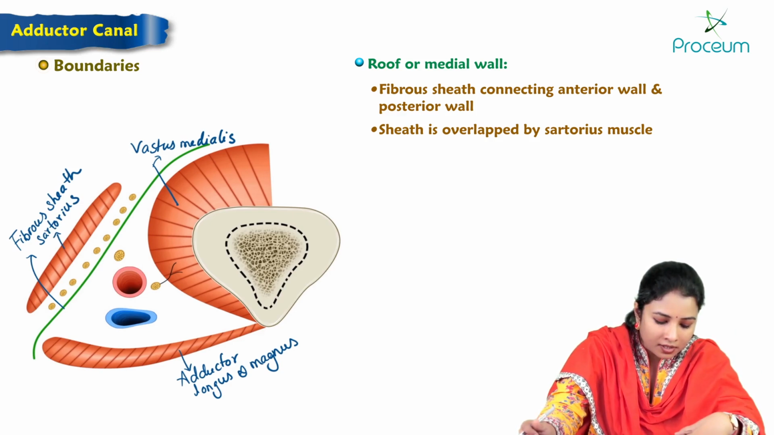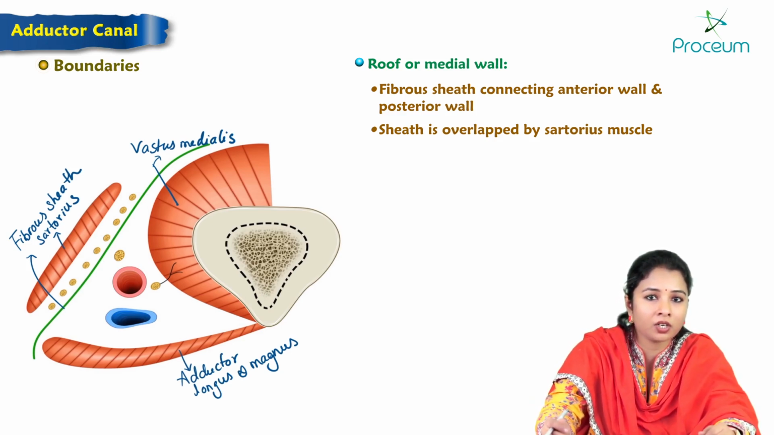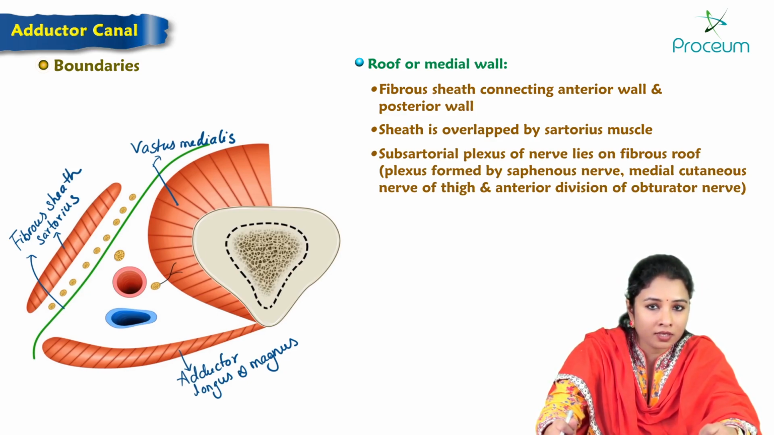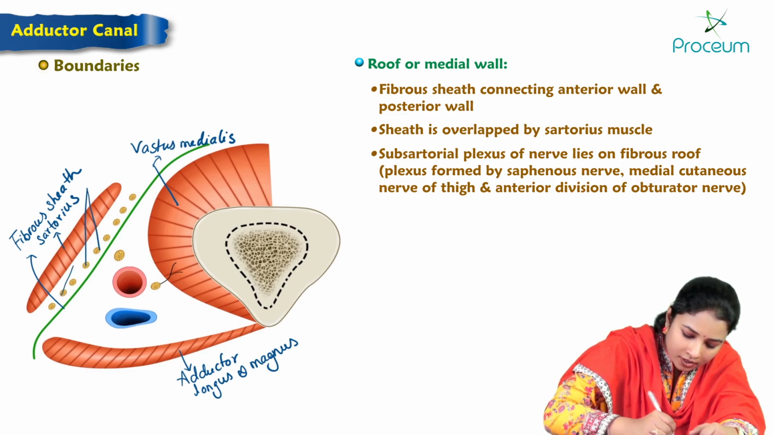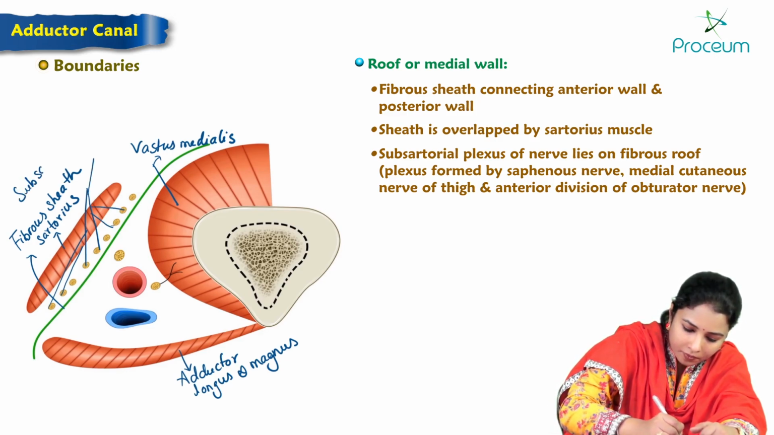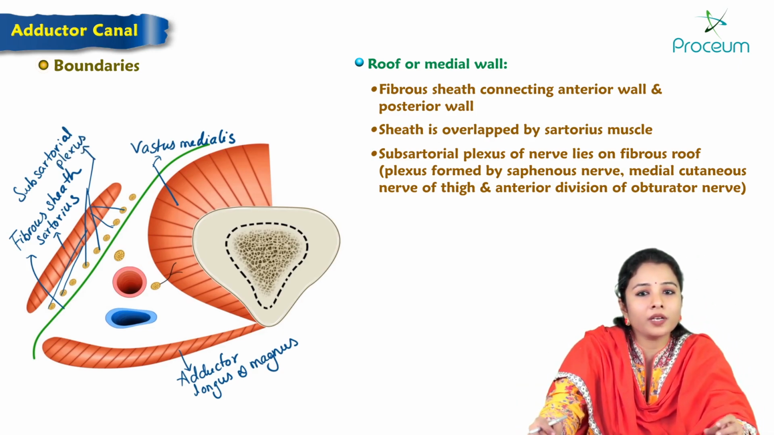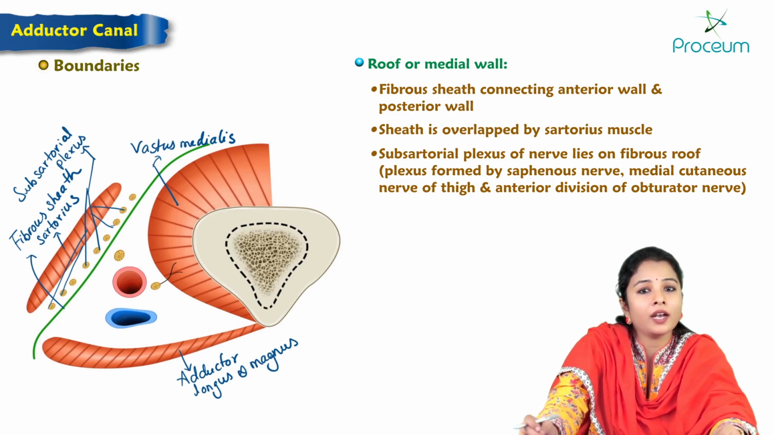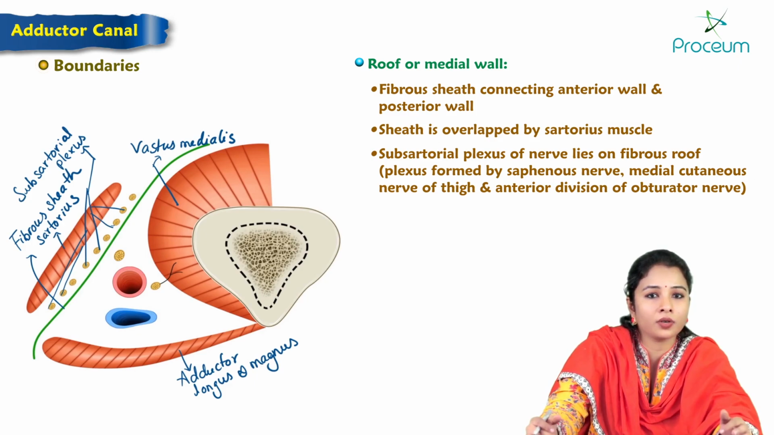Just beneath the sartorius, between the fibrous sheath and the sartorius, we can see the plexus of nerves called the Subsartorial plexus. You can see several thin nerves here. The subsartorial plexus is formed by the saphenous nerve, the medial cutaneous nerve of thigh, and the anterior division of the obturator nerve. These three nerves together form the subsartorial plexus.